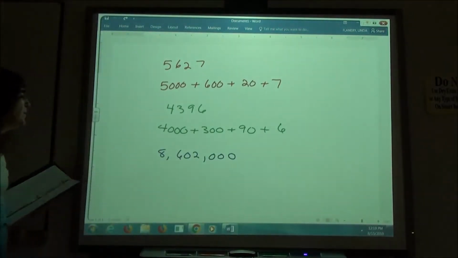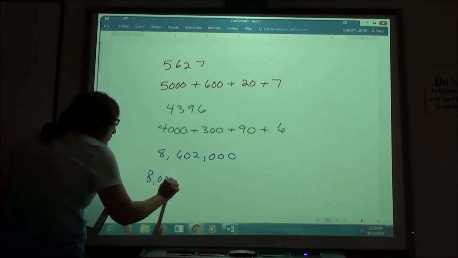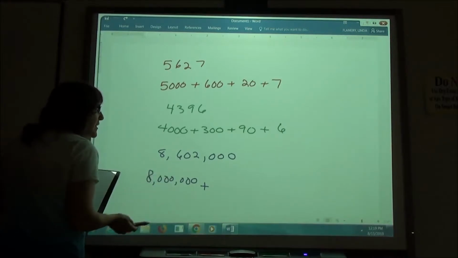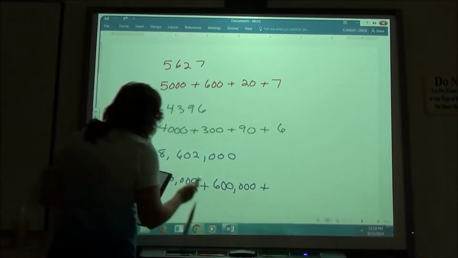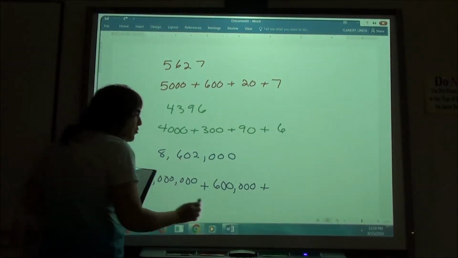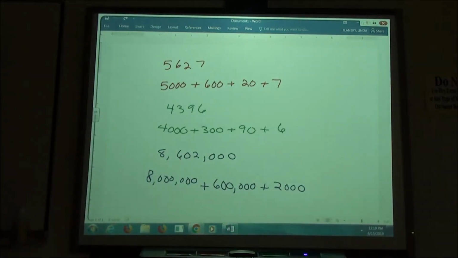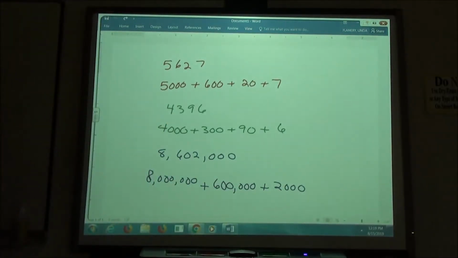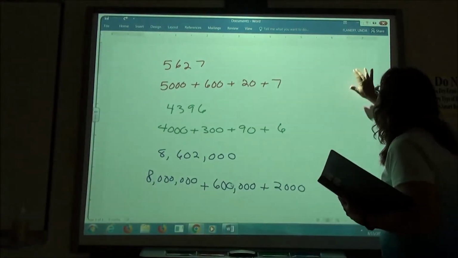We have 8,602,000. So if I'm doing that one, I'm going to start with my 8 million. So 8,000,000 plus, here's my 8 million. This is 600,000. So 600,000 plus, I don't have any in the 10,000s, but I have the 2,000. And I don't have anything in the hundreds, the tens, or the ones. So I have 8 million plus 600,000 plus 2,000 to get 8,602,000. All right, so that is expanded form, writing out each place value separately, adding them together.